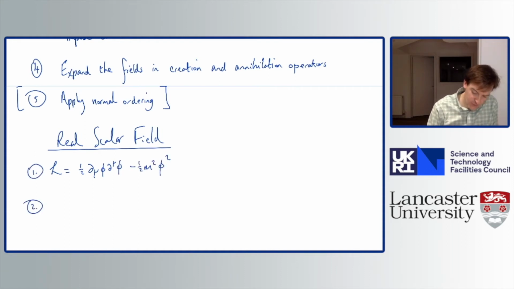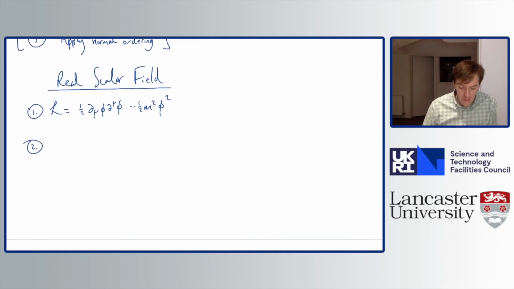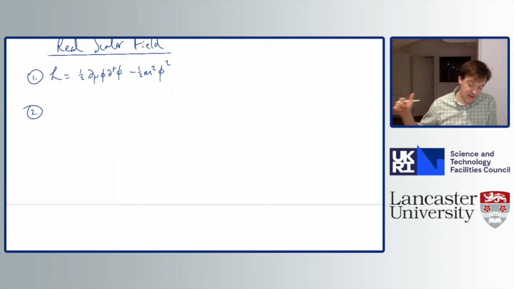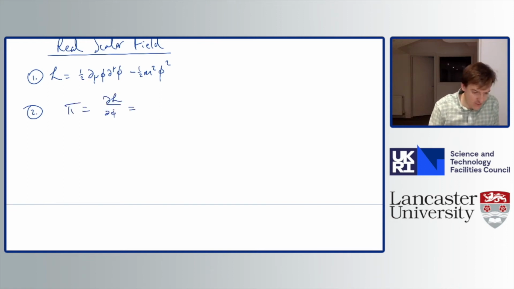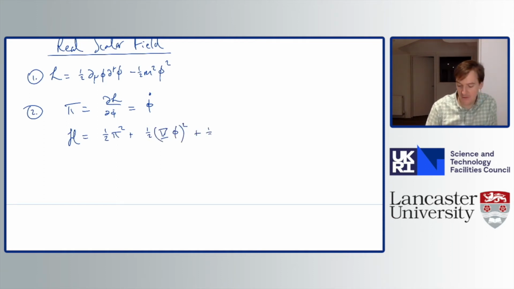Step 2 was to calculate the conjugate momentum and the Hamiltonian. So we should know how to do this now for this theory. So pi is phi dot, and our Hamiltonian density is a half pi squared, a half the spatial derivative of the field squared, and a half m squared phi squared.